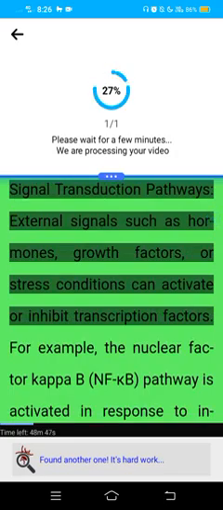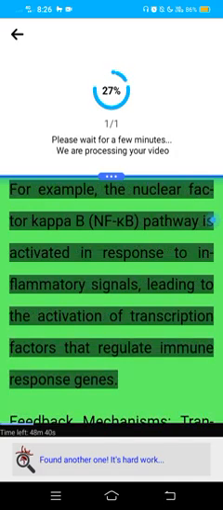Signal transduction pathways. External signals such as hormones, growth factors, or stress conditions can activate or inhibit transcription factors. For example, the nuclear factor kappa B, NF-kappa B, pathway is activated in response to inflammatory signals, leading to the activation of transcription factors that regulate immune response genes.